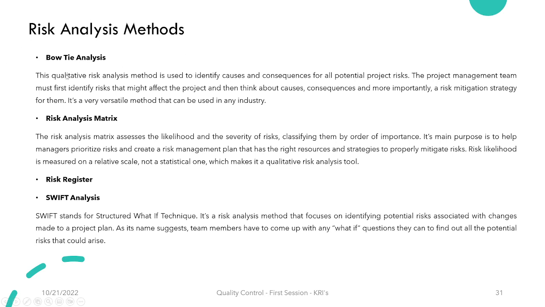Risk analysis methods: we have four major risk analysis methods. We have bow tie analysis, a qualitative risk analysis method used to identify causes and consequences for all potential project risks. We have the risk analysis matrix, which assesses the likelihood and the severity of the risks, classifying them by order of importance. We have the risk register, which we already talked about. And the last one is SWIFT analysis. Also, we're going to give an example for the SWIFT analysis in the next sessions.